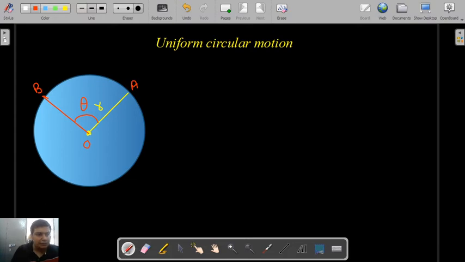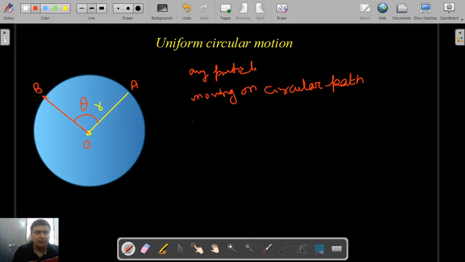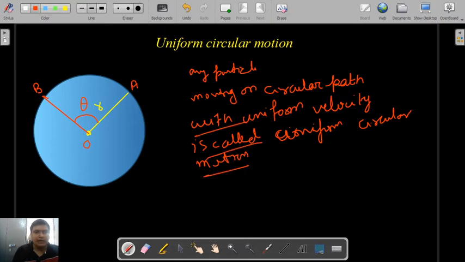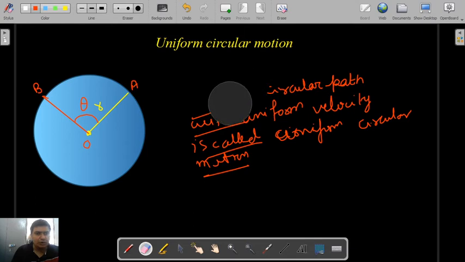If any particle moving on a circular path with uniform velocity is called uniform circular motion. फिर से समझ लीजिए, तो अगर कोई पार्टिकल किसी सर्कुलर पाथ पर यूनिफॉर्म वेलोसिटी से, यूनिफॉर्म लीनियर वेलोसिटी से चल रहा है, then that type of motion is called uniform circular motion.